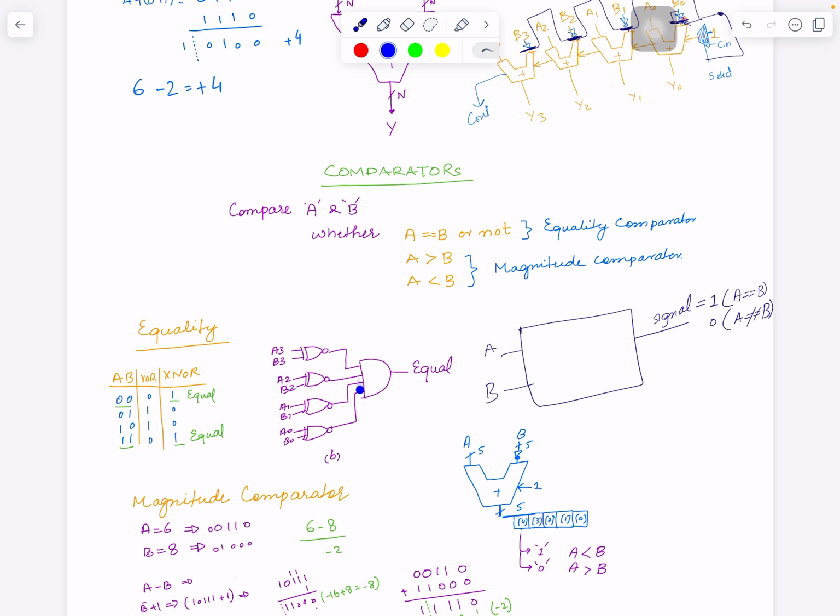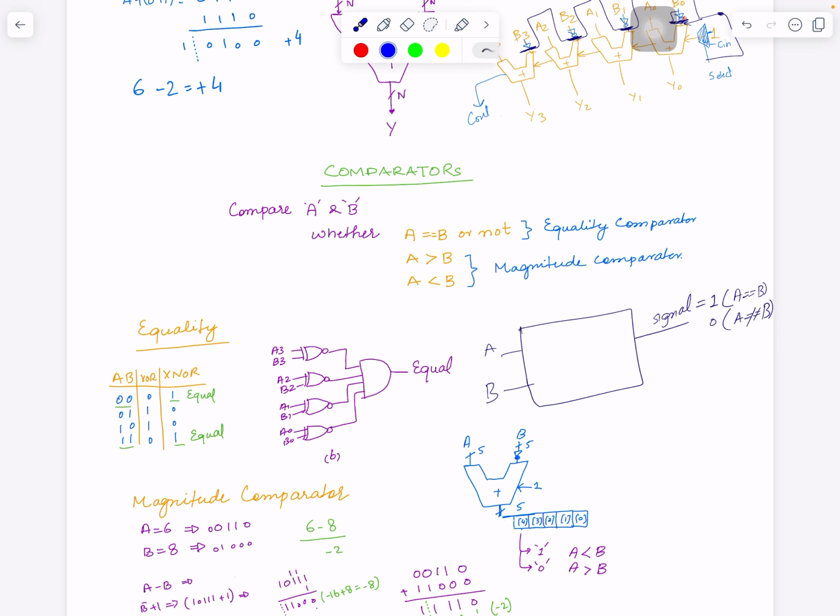And you want to put an AND gate. The quality of an AND gate is that all of the inputs have to be 1 in order for the output to be 1. So in this case, this is an equality. Whenever the A and B 4 bits are exactly equal, this signal will be 1. Otherwise, it will be 0.